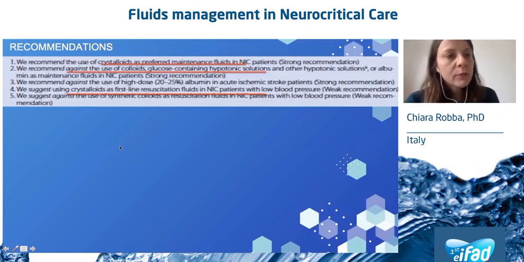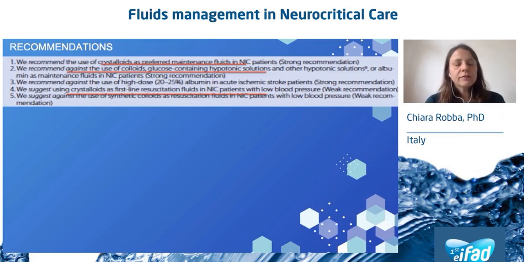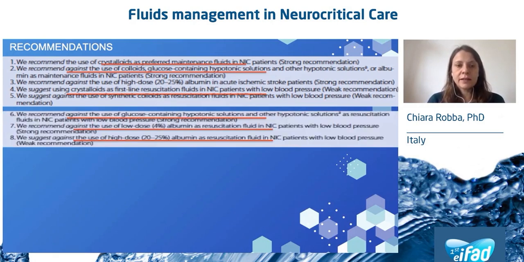So these are the recommendations of the European Society regarding the type and use of fluids in brain injured patients in the resuscitation phase. So they recommend the crystalloids for the resuscitation and for the maintenance fluids in intensive care, and they recommend against the use of colloids, glucose containing hypotonic saline, etc. And they also recommend against the use of albumin as a resuscitation fluid in neurointensive care because of the results of the previous study that I showed you before.